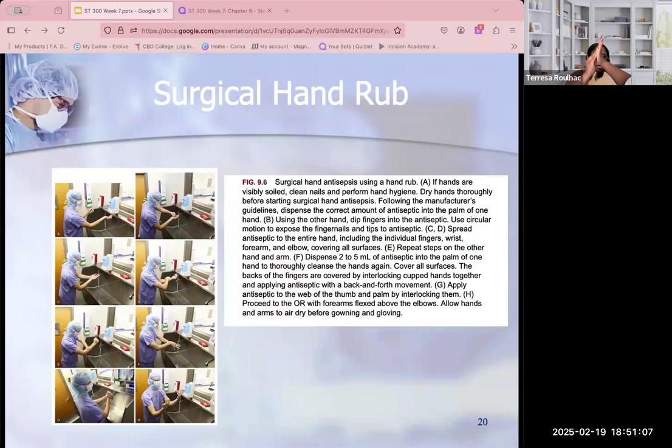We go for our palms. We go to the back of our hands. You come down and you're just getting every surface. And then your elbow. The other thing is you're going to dry your hands thoroughly before applying any type of antiseptic, if that's the route you're going to use.